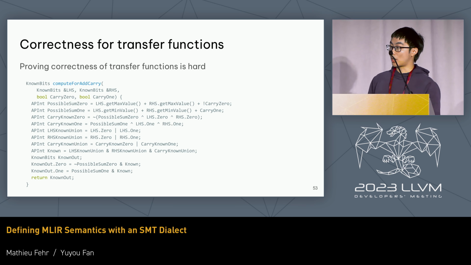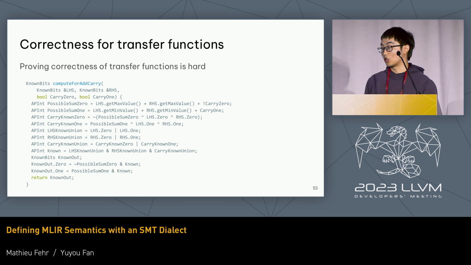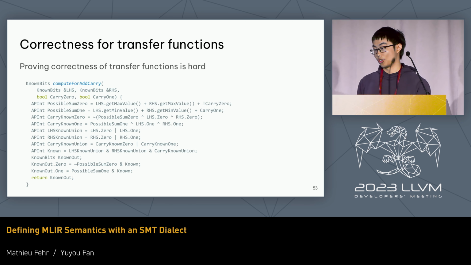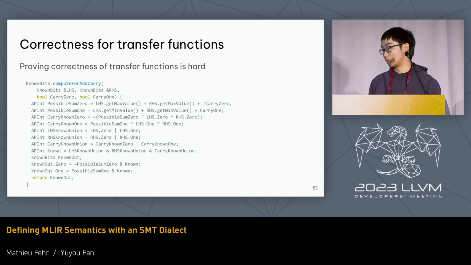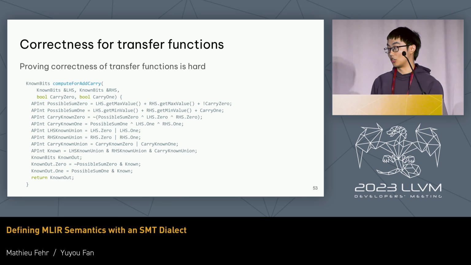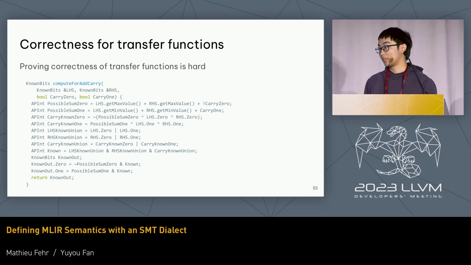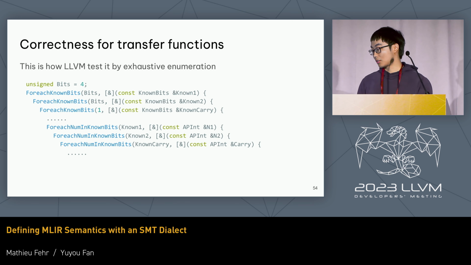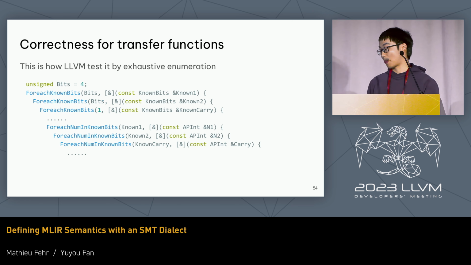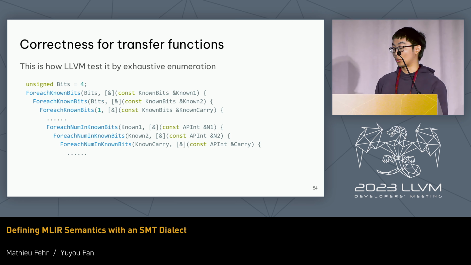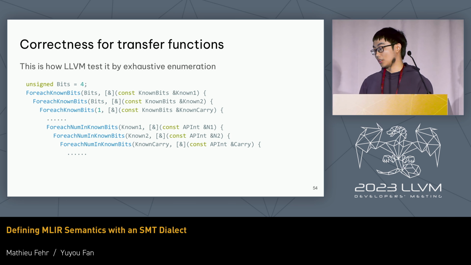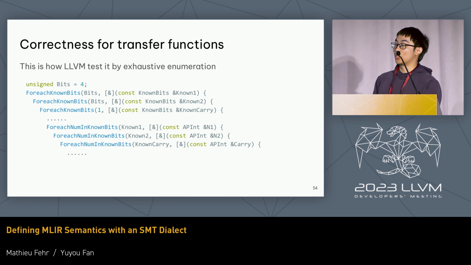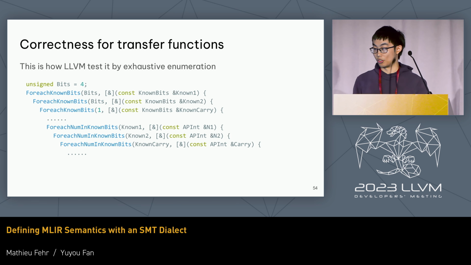So verifying the correctness of this function is hard, because we are working on two sets of integers instead of two concrete integers. As a result, we also return a set of integers. So this is naturally harder. And how does LLVM test this? This is how LLVM tests this function. First, specify a concrete bit width of 4. And you can see there is a function called for each known bits. Basically, we are enumerating all possible sets of integers.